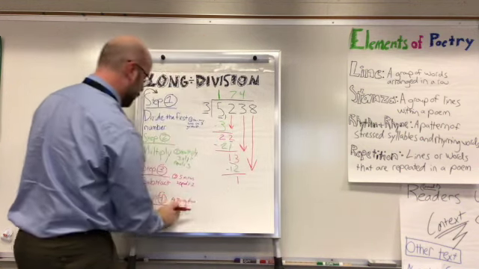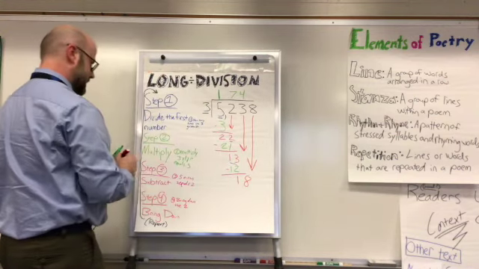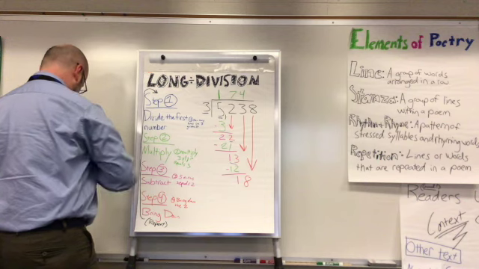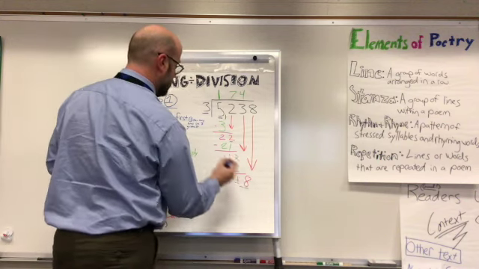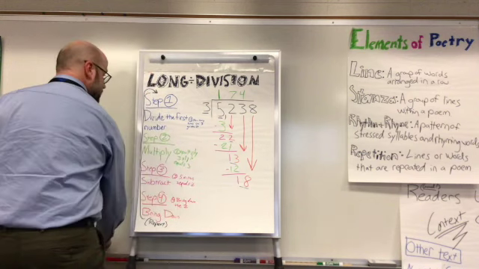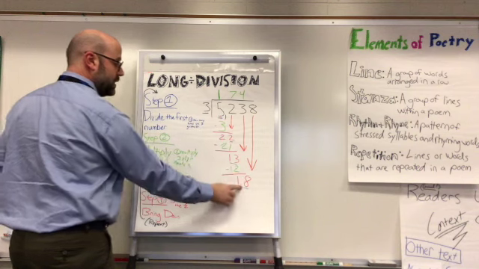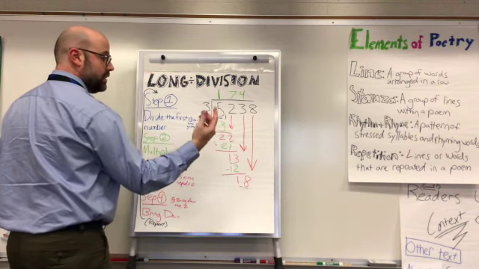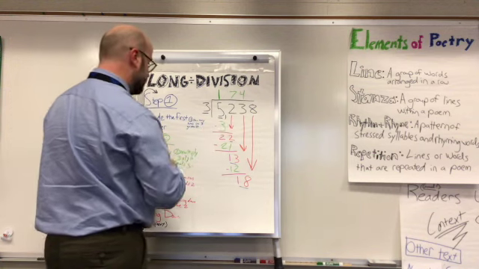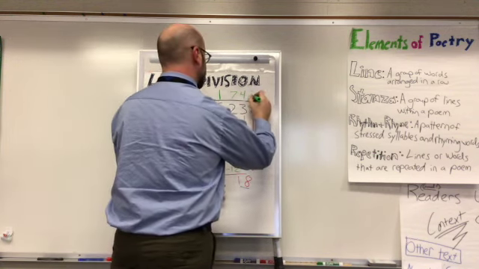Step 4, bring down the next number, which is 8, making 18. Then we're going to divide: how many times can 3 go into 18? 3, 6, 9, 12, 15, 18. 6 times. How about that? No remainder. I didn't even mean for that.